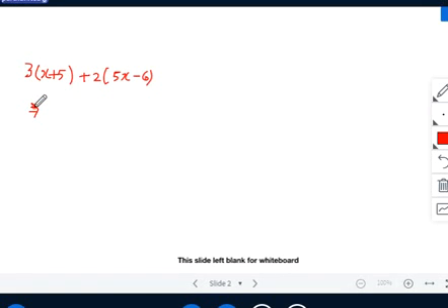Okay, so 3x plus 15 plus 10x minus 12. Then it'll be 3x plus 10x plus 15 minus 12. 13x plus 3. Yes, that's the correct answer, 13x plus 3. Now, in the same manner, expand and simplify this question.